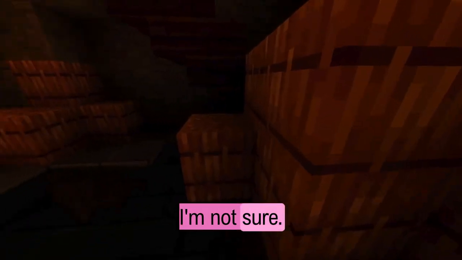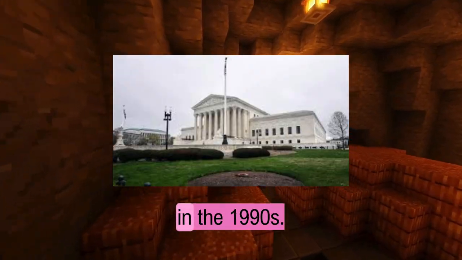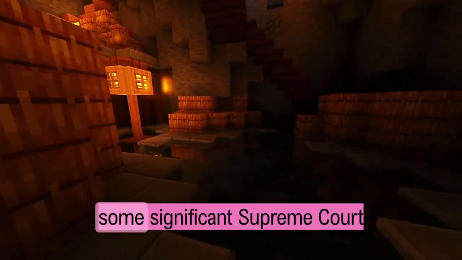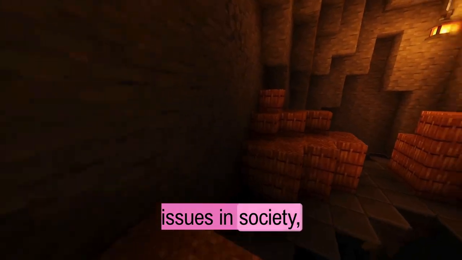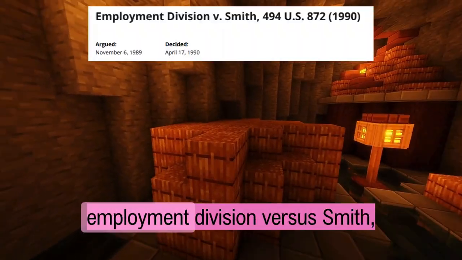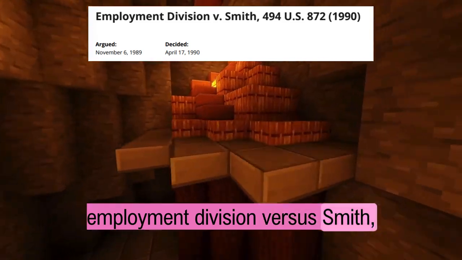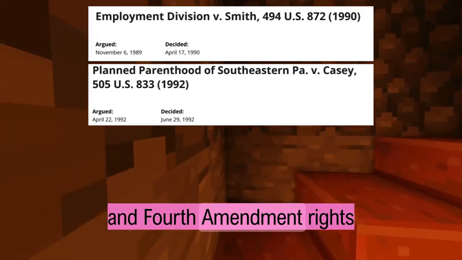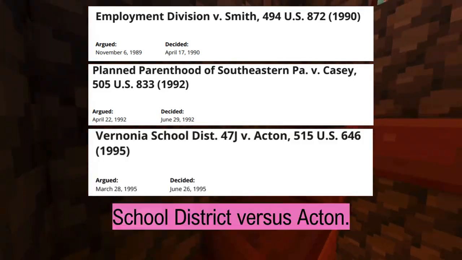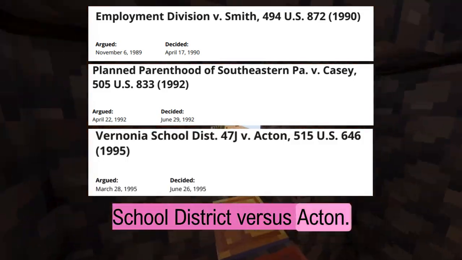I'm not sure. Supreme Court decisions in the 1990s. So, some significant Supreme Court decisions in the 1990s addressed major issues in society, including religious freedom, Employment Division versus Smith, abortion access, Planned Parenthood versus Casey, and Fourth Amendment rights in schools, Vernonia School District versus Acton.